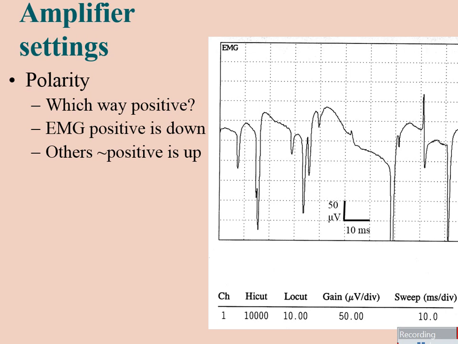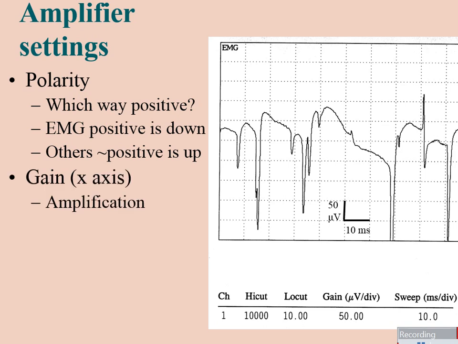Up should be up, but for whatever reason, when they started recording EMGs, they set it up so that positive was a downward deflection. So these are called positive sharp waves, even though the wave is going negatively. So it's just kind of backwards. Most other electrodiagnostics do it right, and they have positive as an upward deflection, but the EMG is different. So you just need to be aware which way is the positive current.